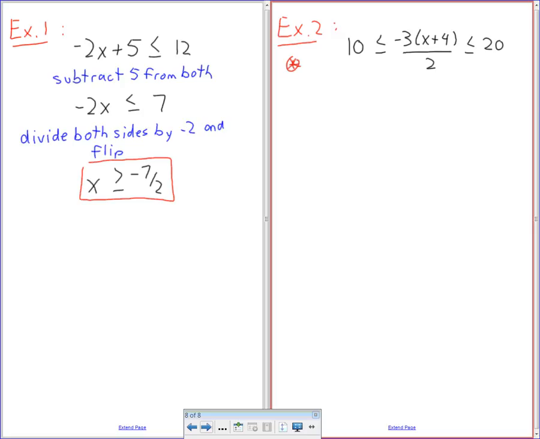Switch the 20 sides over or FOIL. You want to FOIL? Well, all right. I was hoping you'd say multiply by 2. But you can FOIL too if you want to. So I'm going to multiply by 2. But here's the thing: we're going to multiply everything by 2.